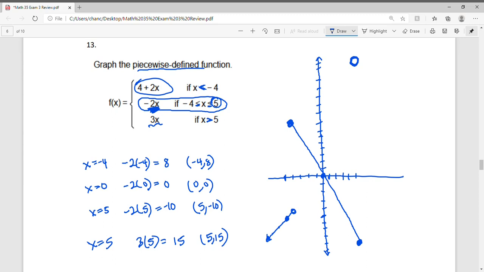And we know 3x is going to be also a line, so let's pick another point. Let's say x equals 6. 3 times 6 is equal to 18. So my graph looks something like this. We'll have to plot the point 6, 18, and we're going to have a point somewhere up here. This is the point 6, 18.